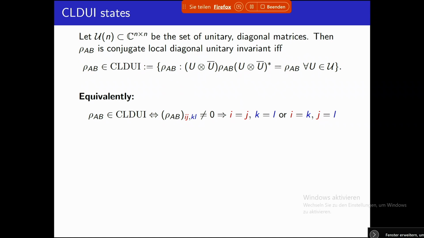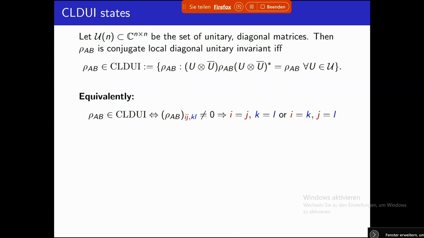So a quantum state, or a bipartite quantum state, is in CLDUI if and only if its support is given by this very specific rule. So you can only have non-zero entries if both row indices are the same and both column indices are the same, or the first row and first column index are the same, and the second row and second column index are the same. And every other entry has to be 0.